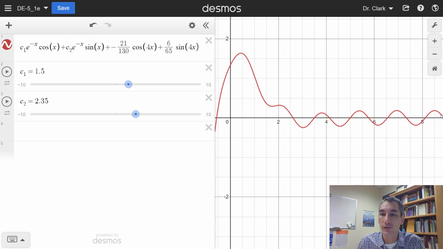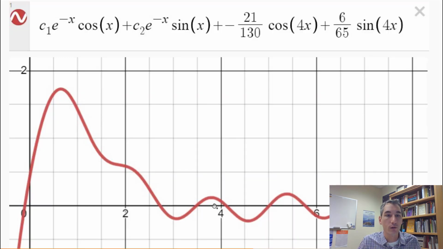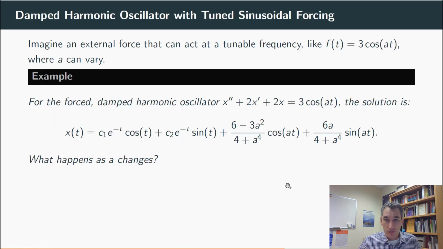And so this is called the steady state response to the forcing term. And these transient terms transition us from the initial conditions to the long-term behavior. Like so. And so here's the graph, you can see again with the homogeneous solution and the particular solution together. All right, so that one was a damped harmonic oscillator with forcing term.